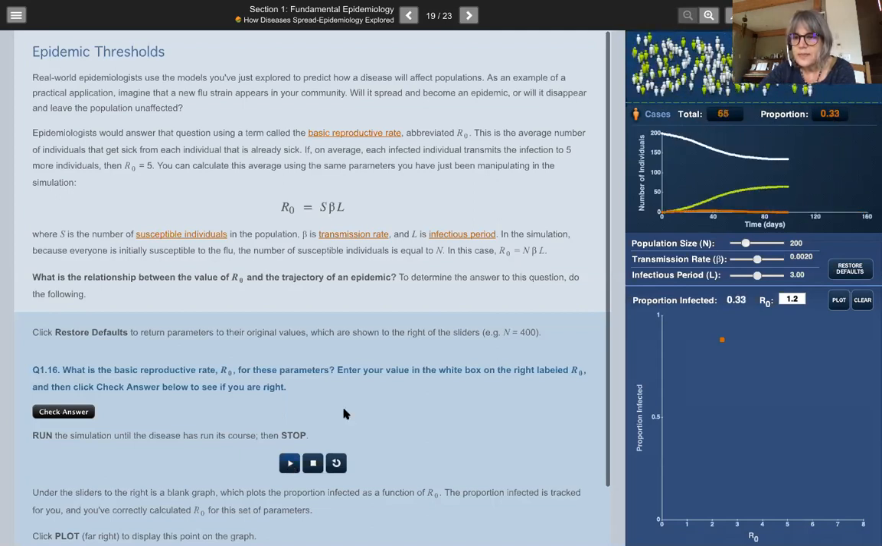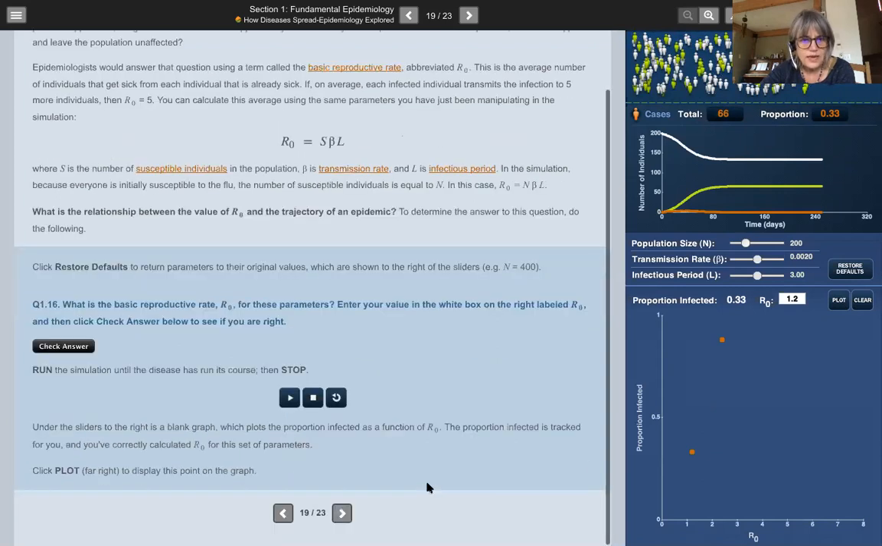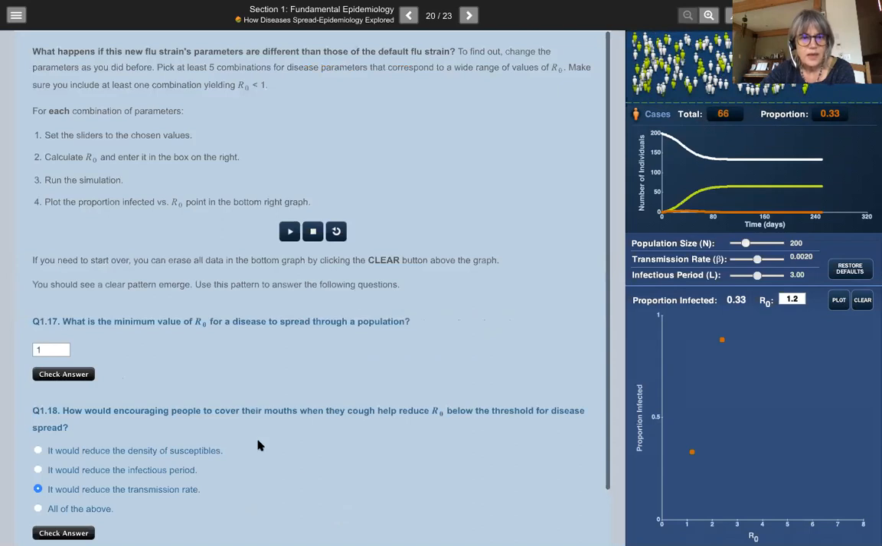You'll notice that my cases are much smaller. That has to do with how crowded your population is. Then I can stop that again and hit plot again. What we're looking for is the minimum R sub 0 value for a disease to spread throughout a population. That was the first tricky one that took me a while to figure out.